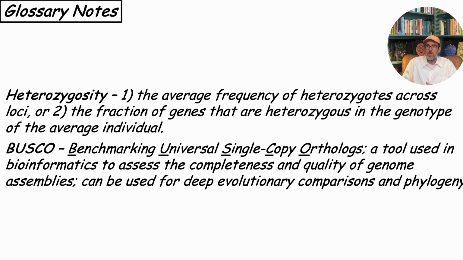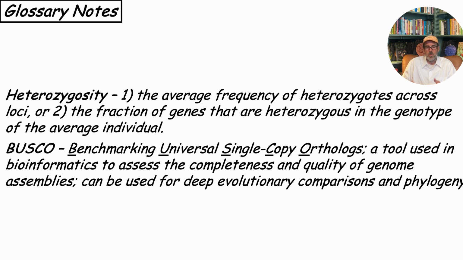Remember, orthologs are the same gene in different species. As soon as there's a speciation event, all of the genes are orthologs. Single copy orthologs are easier to study because there's only one copy. And then benchmarking universal are just indicating the conservation of these genes. And they are a tool used in bioinformatics to assess the completeness and quality of genome assemblies.